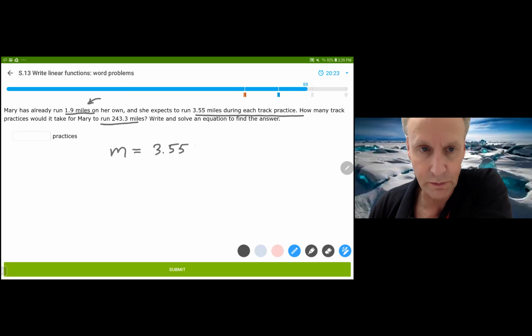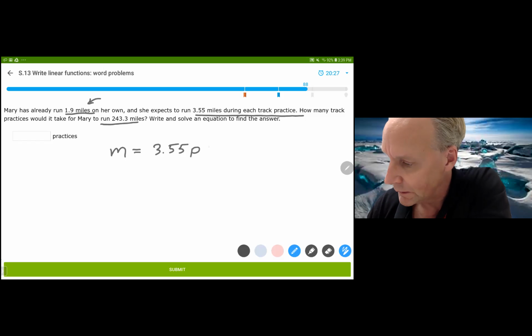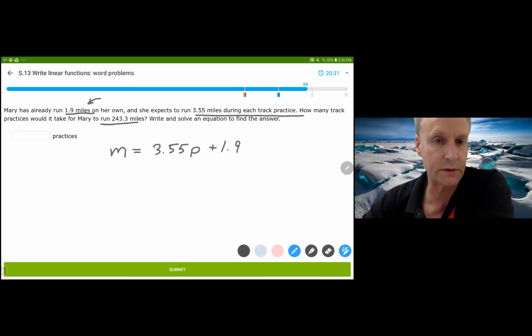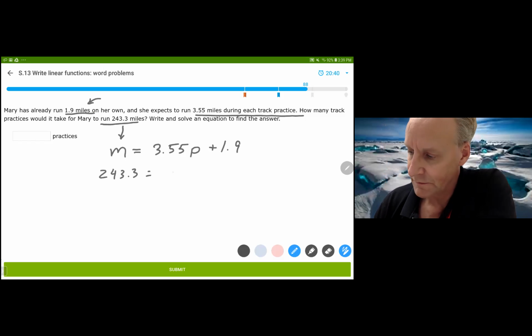We could call it T or P. I'm going to call it P for practices. And plus the original 1.9 miles that she ran on her own. And the number of miles we're interested in is 243.3. This is one of those cases where you might want to have a calculator handy. I suspect that it may work out evenly, but who knows?